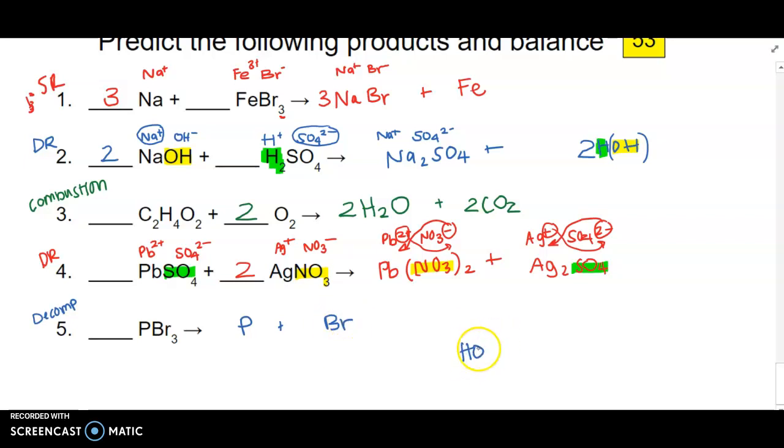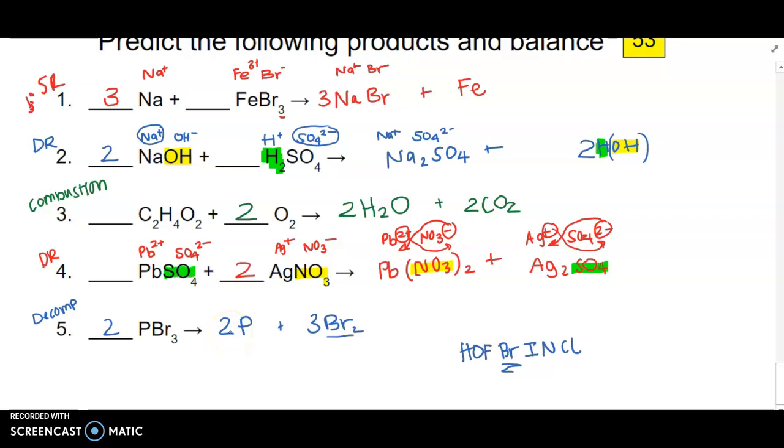Remember, we talked about diatomic elements. And bromine is a diatomic element, which means it needs to be Br2. When I go to balance, phosphorus is balanced, but I have 3 bromines on the left and 2 on the right. Common denominator is 6, so I'm going to put 3 bromines on the right, 2 on the left, which gives me 3 times 2 is 6, and 3 times 2 is 6. That changed my phosphorus. To make sure it's balanced, I'll put a 2 out front of the P.